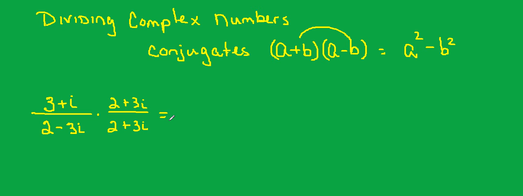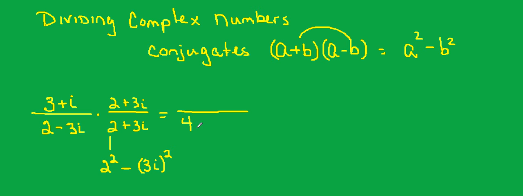Alright, so let's take care of the denominator, since that's so much fun, by squaring the first term. I'll just square it here. Squaring the second term, that happens to be a 3i, and I'm going to square that. And it's always minus in between. So 2 squared is 4, and then I've got 3i squared.